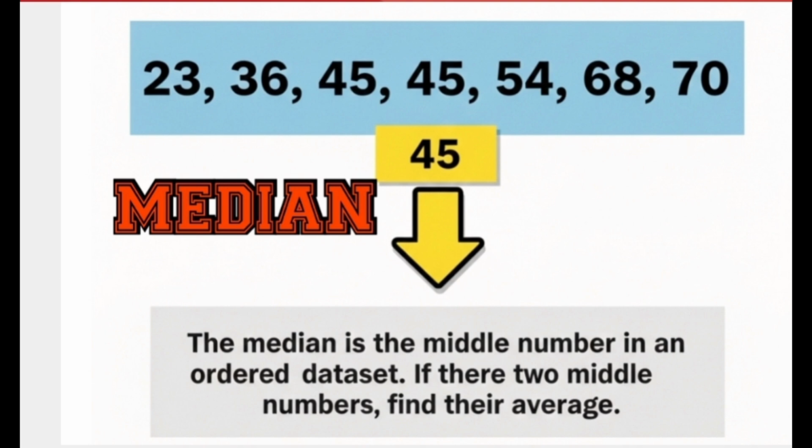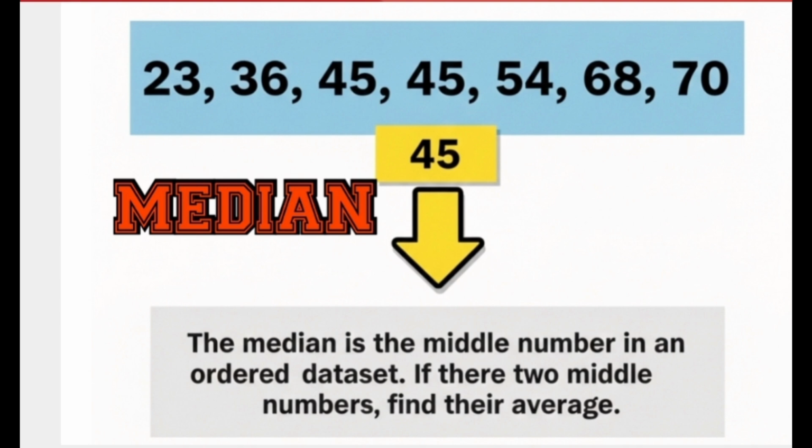Step 1, make sure the numbers are in order from smallest to biggest. They already were. 23, 36, 45, 45, 54, 68, 70. Step 2, count the numbers. There are 7 numbers. Step 3, find the number in the middle position. When there are 7 values, the middle one is the 4th value.